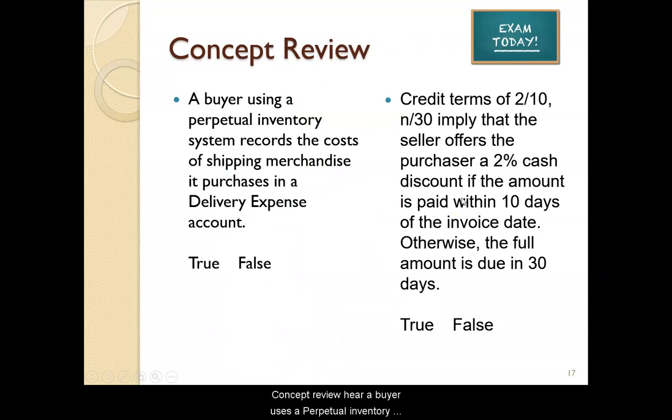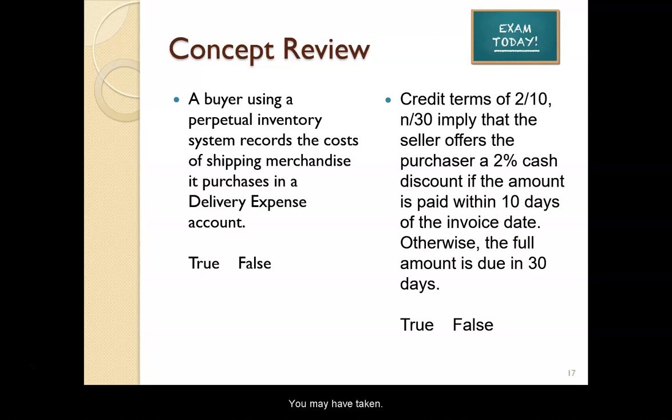Concept review here. A buyer uses a perpetual inventory system, and records the cost of shipping merchandise it purchases in a delivery expense account. True or false? The answer is false. In the perpetual inventory system, the true cost of inventory is all the cost that we incur to get it ready for sale, including shipping.